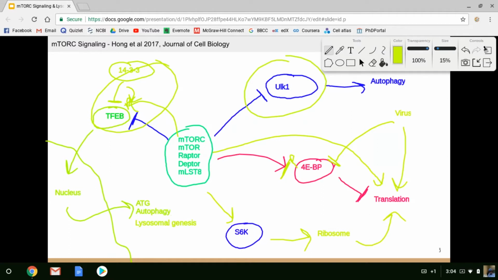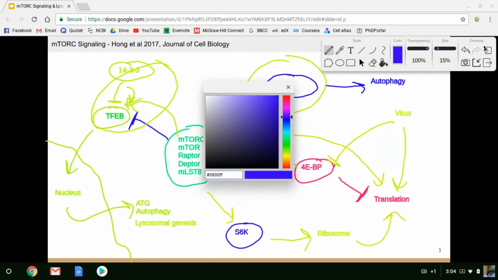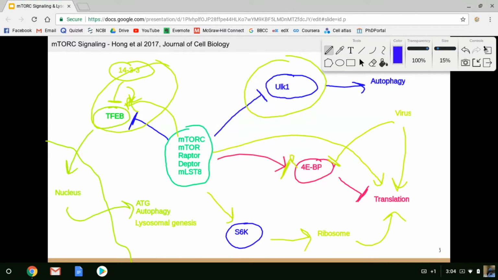So S6K is interesting because it's pretty much always active when mTORC is active, and the amount of phosphorylated S6K is a proxy for how active mTORC is. So if a researcher wanted to see how much mTORC activity was going on in a cell, he or she would look at phosphorylated S6K, because this is immediately downstream. It's highly correlated to mTORC activation. And S6K achieves increased translation by phosphorylating the ribosome in such a way to activate translation, leading to more translation.